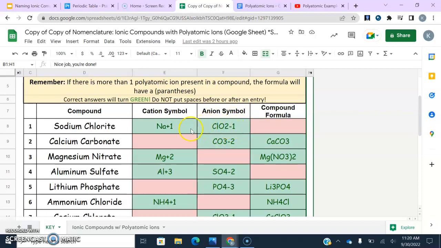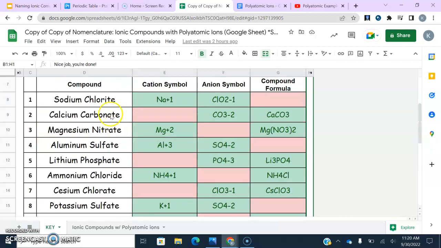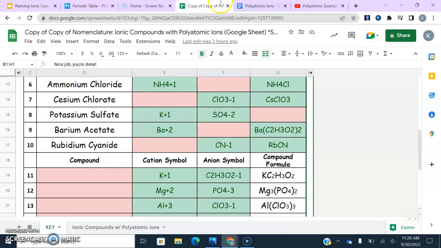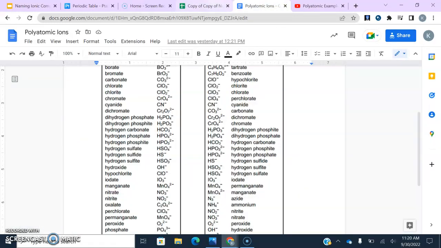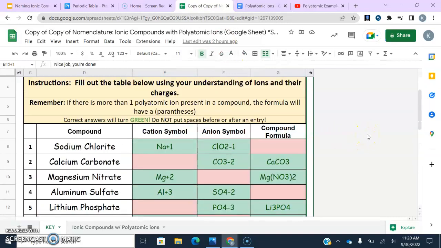So it already gives you your cation and anion symbol. If it wants the compound, you just have to put it together. Now, that's for the top. For the bottom, you have to use your naming rules in order to name the compound. Again, because these are going to be polyatomics, you're going to want to use your polyatomic sheet for this. Okay, so let's do a couple examples together, and then you can do the rest on your own.